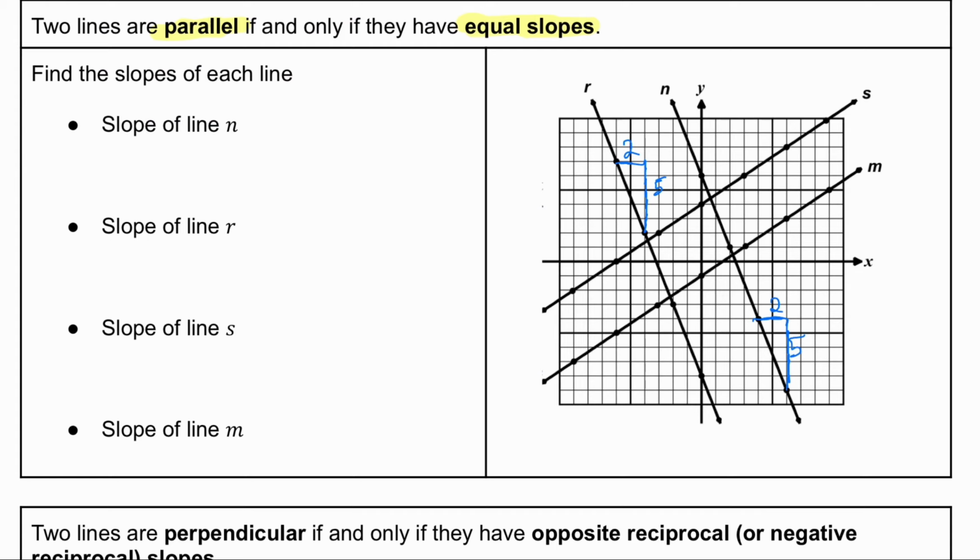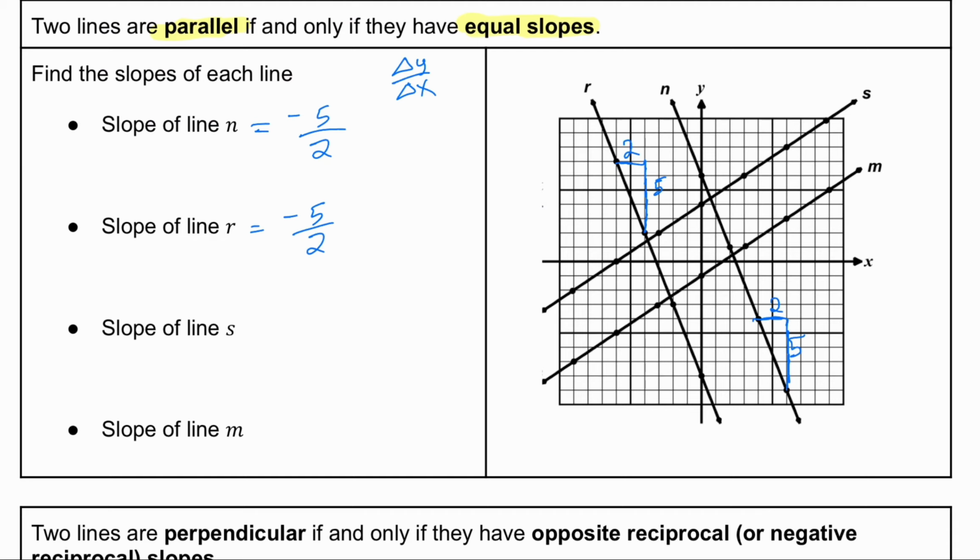Now, since these lines are both negatively sloped, that means the slope for line N is -5 over 2. Remember the change in y over the change in x, or rise over run. And then same thing for R, -5 over 2. So this is a way for us to show that, yes, these lines are parallel. Since they have equal slopes, these lines must be parallel.